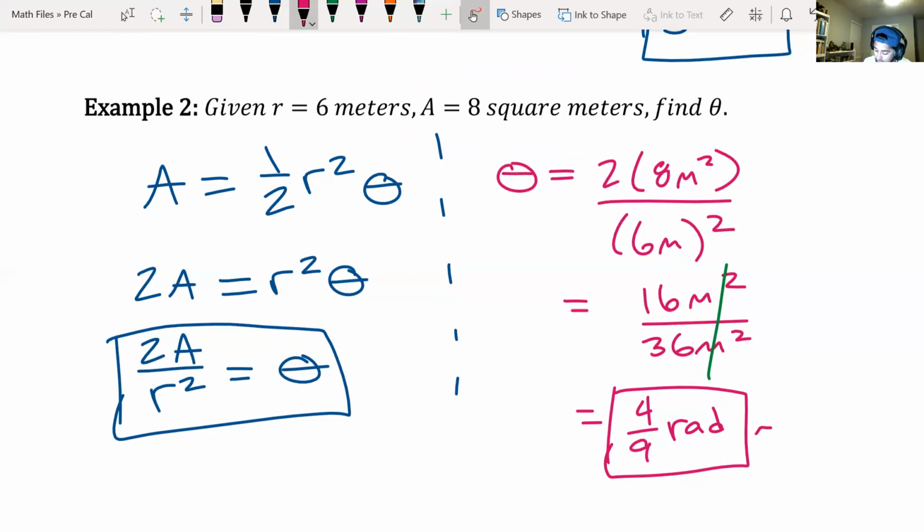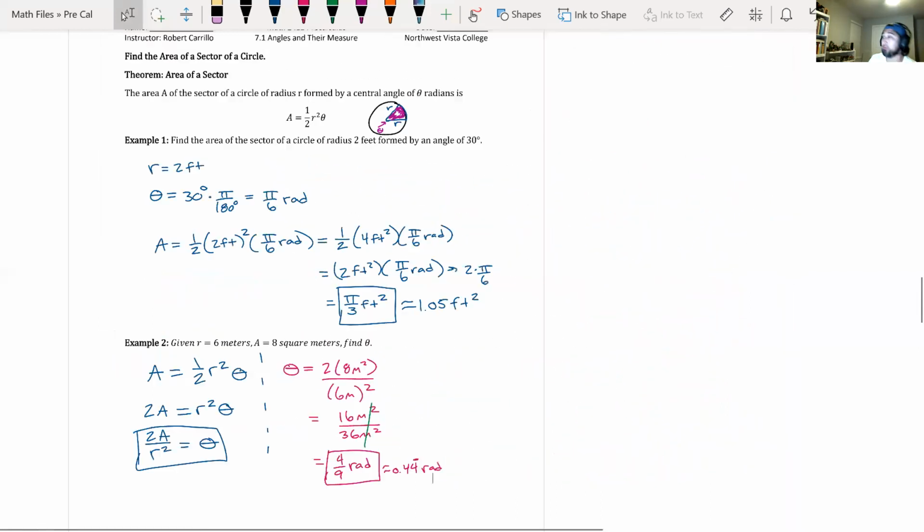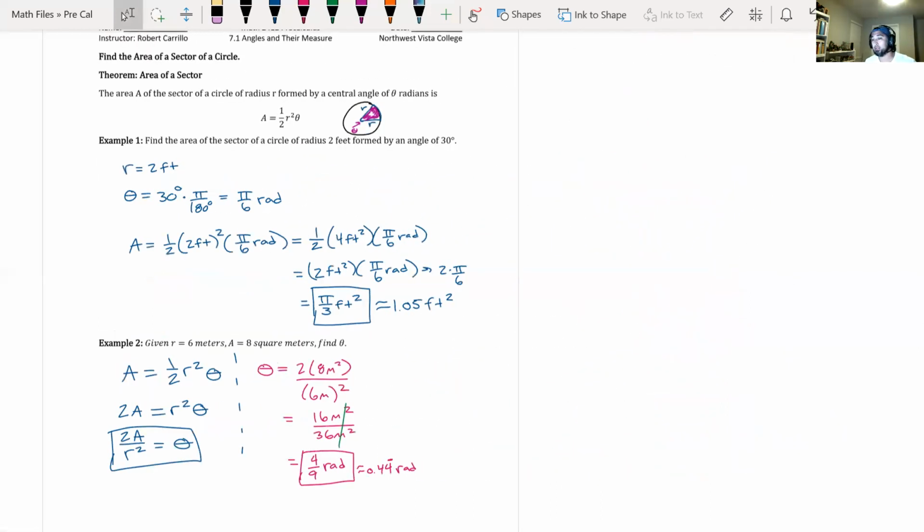All right. Or 0.44 repeating radians. Okay. That's the area of a sector. All right. Any questions on that page?